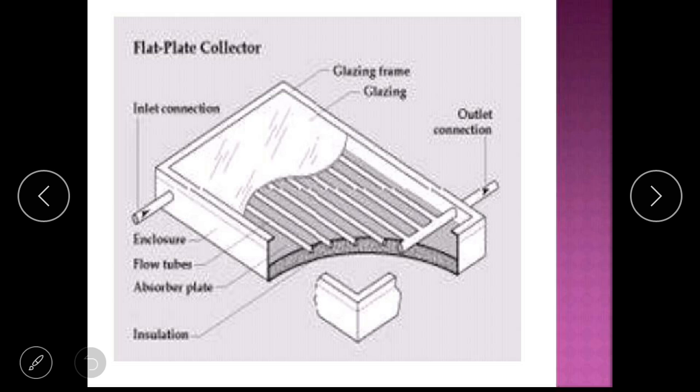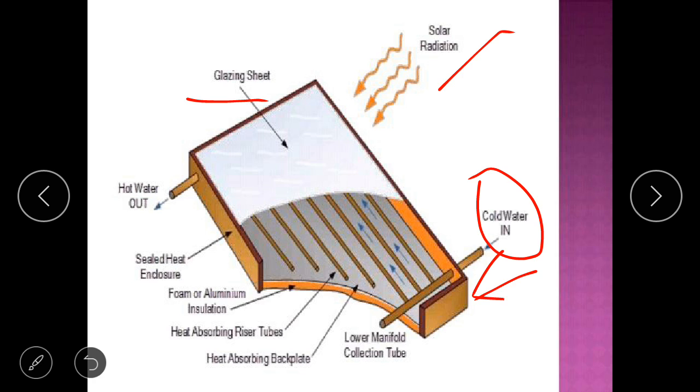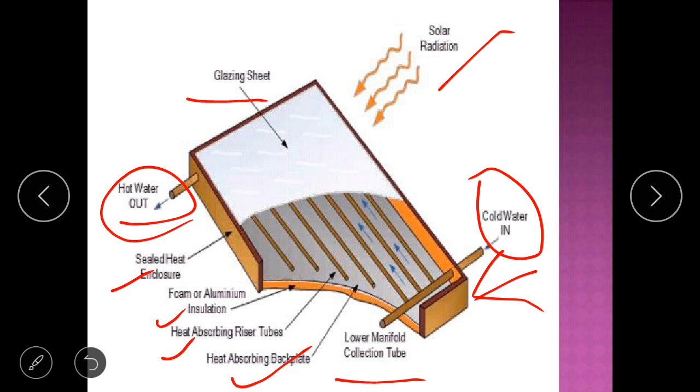Now that is our diagram, showing the cross section of the flat plate collector. In the flat plate collector, there is the glazing sheet, the solar radiation, the cold water in, the lower manifold collection tube, the hot water out, and the sheet foam or aluminum insulation, the heat-absorbing riser plate, and the heat-absorbing black plate. So sun radiation is coming from here, directly onto the tube.